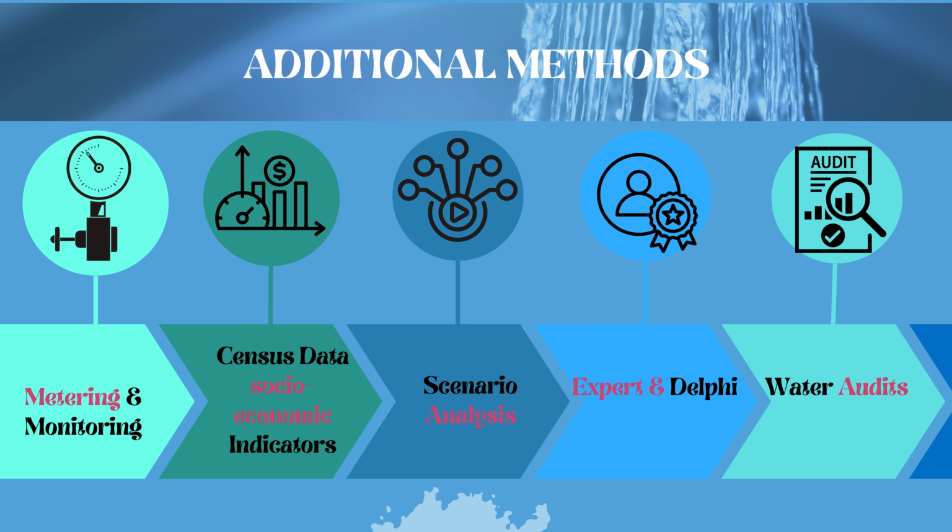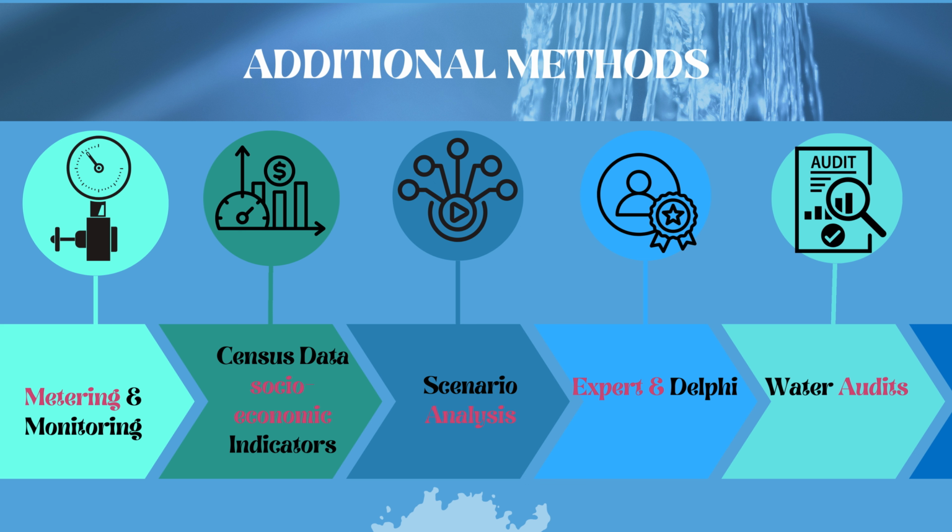Another method is a water audit, which is a comprehensive examination of a water system to identify areas where water is being wasted. With all these tools in our water demand detective kit, we can become water demand assessment superstars. So these methods can be used individually or combined depending on the specific situation and resources available.